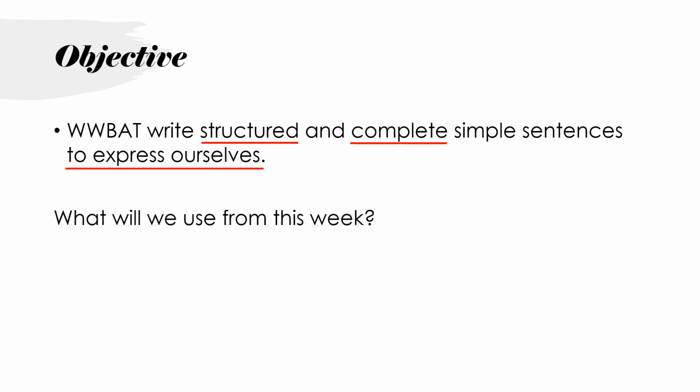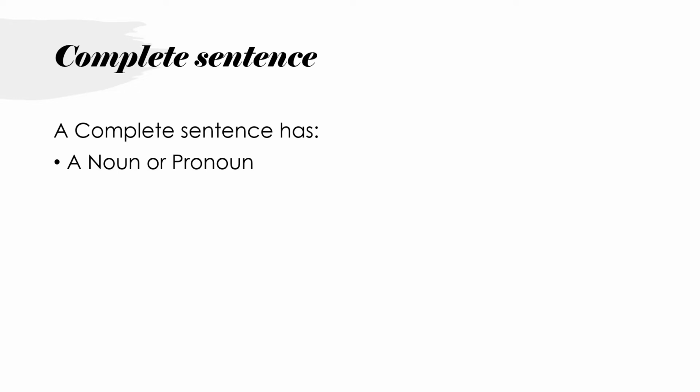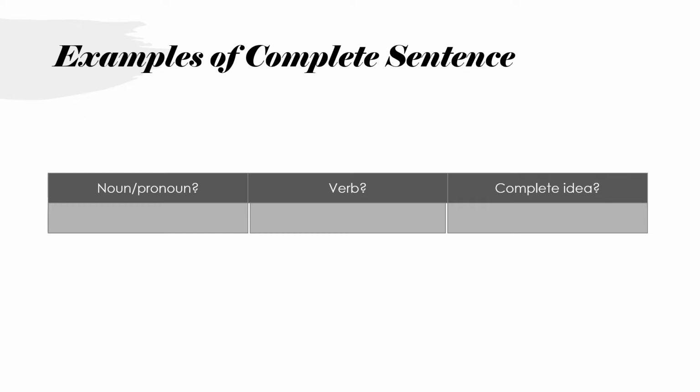So what will we use from this week? We will use the present tense, past tense and continuous tenses that we have learned in our grammar class. What is a complete sentence? A complete sentence has a noun or a pronoun, a verb, and it tells the complete meaning or idea of the sentence. Let us start with an example.